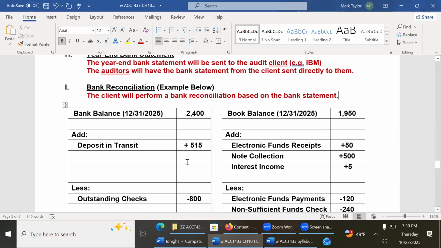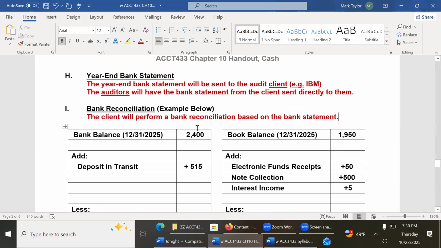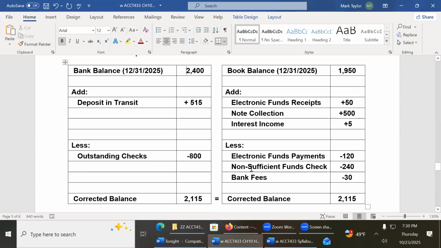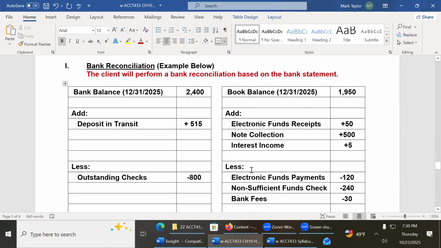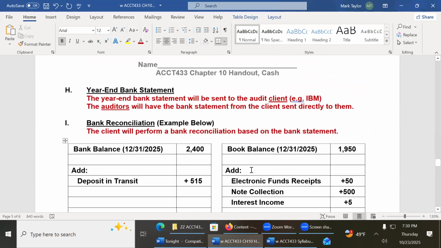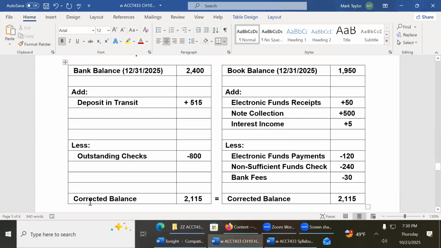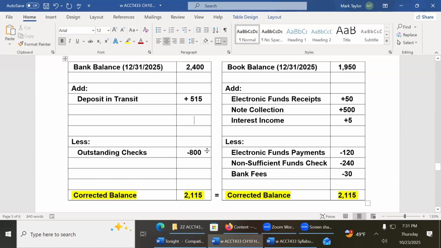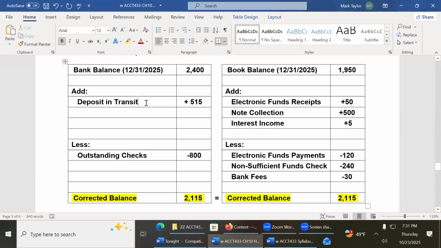The client will perform a bank reconciliation based on the bank statement. And by the way, when you take the auditing part of the CPA exam, you'll also go over doing a bank reconciliation, because sometimes they'll ask, what's wrong with this bank reconciliation or something like that. Basically, you're trying to find the corrected balance. How much cash do they actually have? And basically, you correct the side that doesn't know.